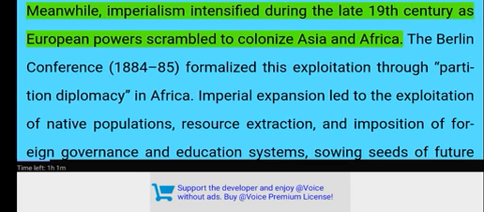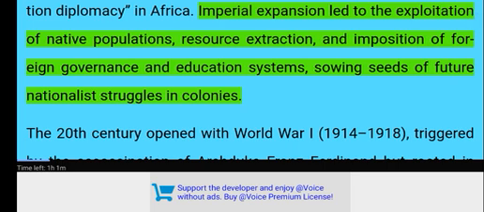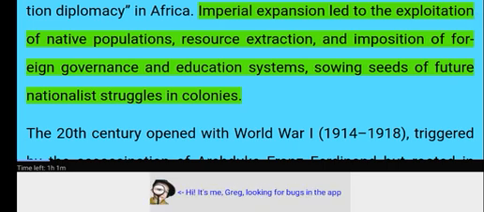Meanwhile, imperialism intensified during the late 19th century as European powers scrambled to colonize Asia and Africa. The Berlin Conference 1884-85 formalized this exploitation through partition diplomacy in Africa. Imperial expansion led to the exploitation of native populations, resource extraction, and imposition of foreign governance and education systems, sowing seeds of future nationalist struggles in colonies.